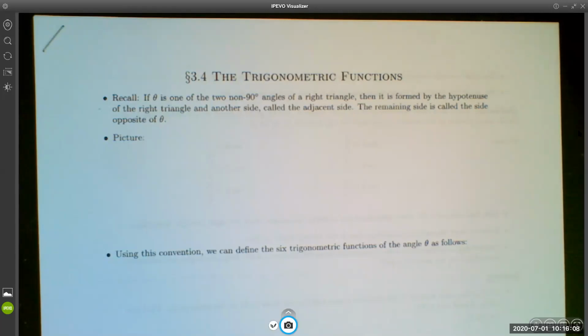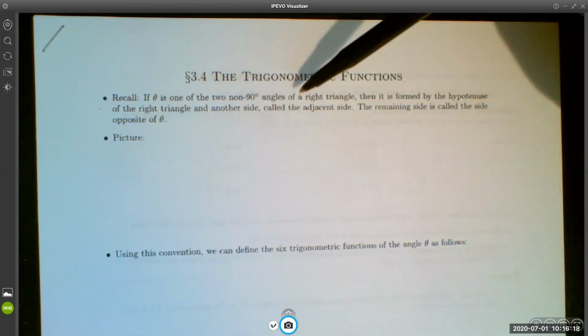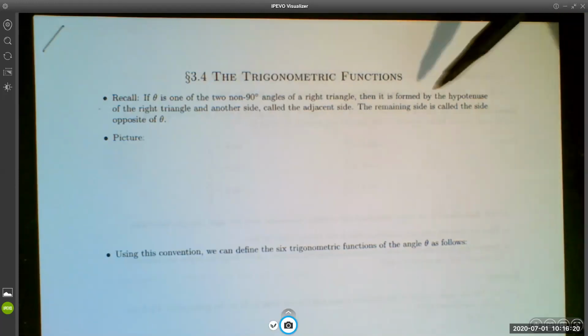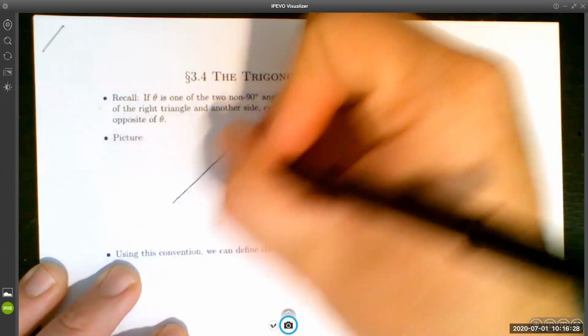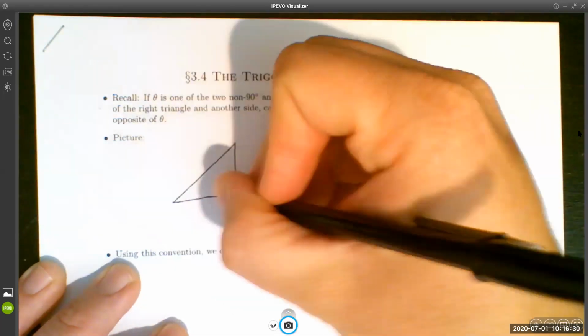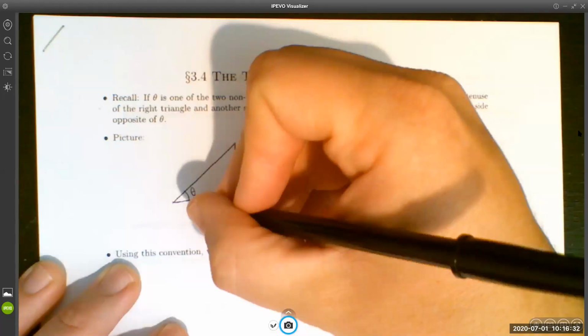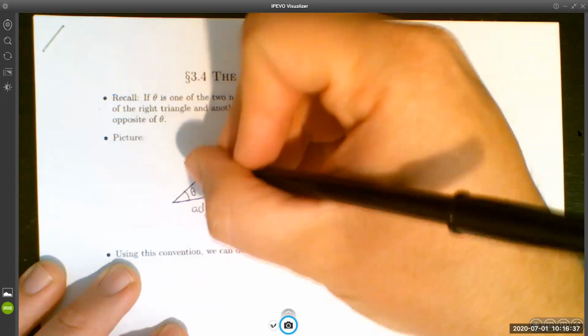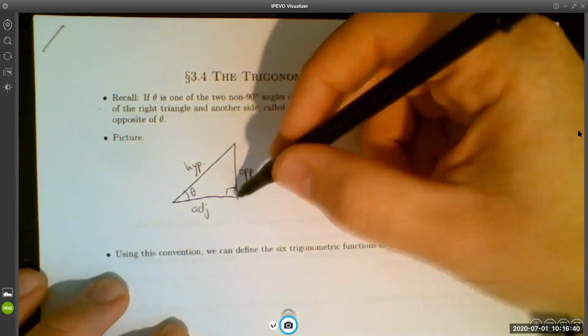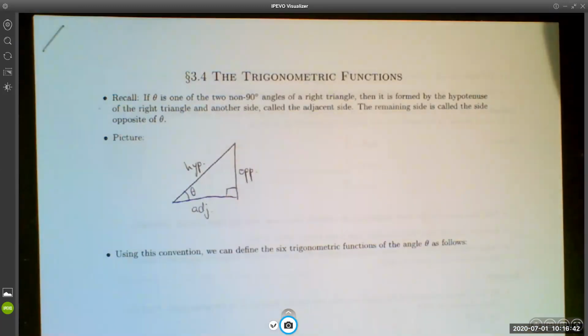So let's get started. You may recall, if theta is one of the two non-90 degree angles of a right triangle, then it's formed by the hypotenuse of the right triangle and another side called the adjacent side. The remaining side is called the side opposite of theta. So if you've got some kind of right triangle here, and maybe this is theta, then we would call this the side adjacent to theta. We would call this the side opposite of theta, and we would call this side, of course, the hypotenuse, right? The hypotenuse is the side opposite of the 90-degree angle.